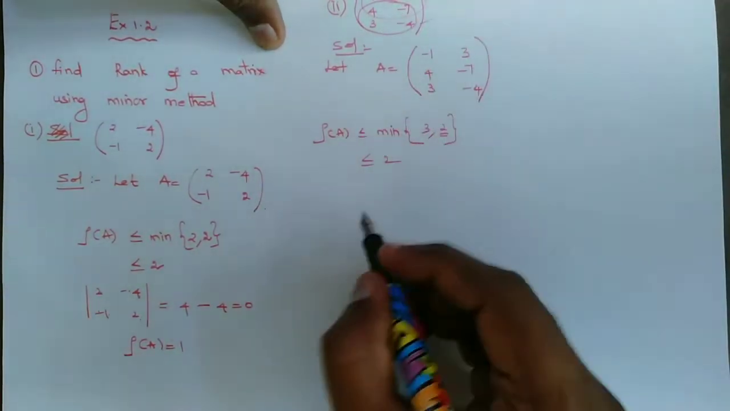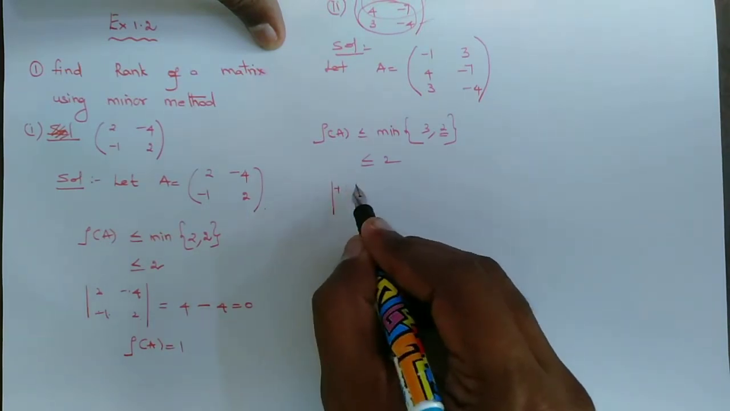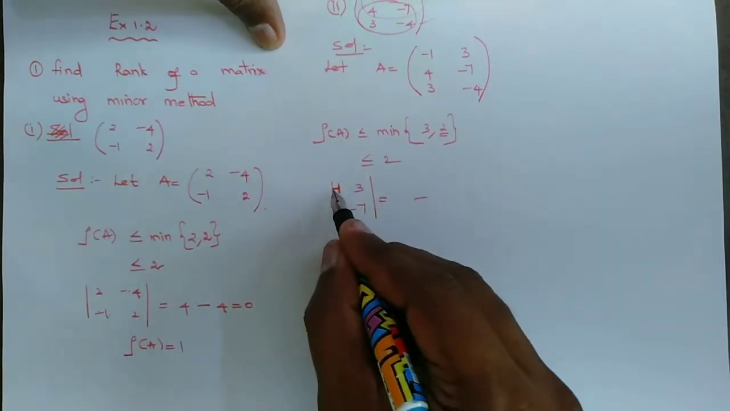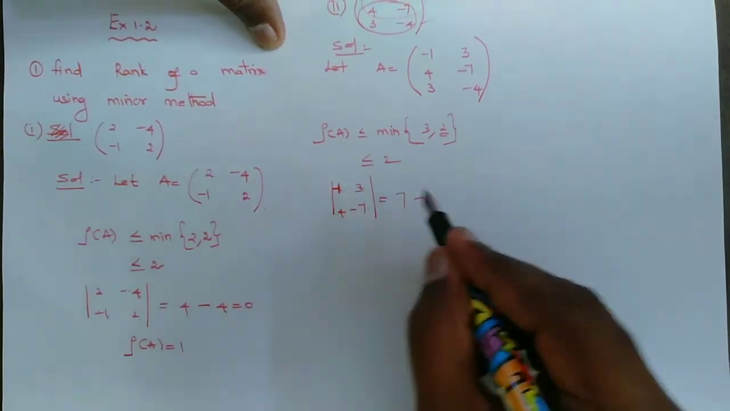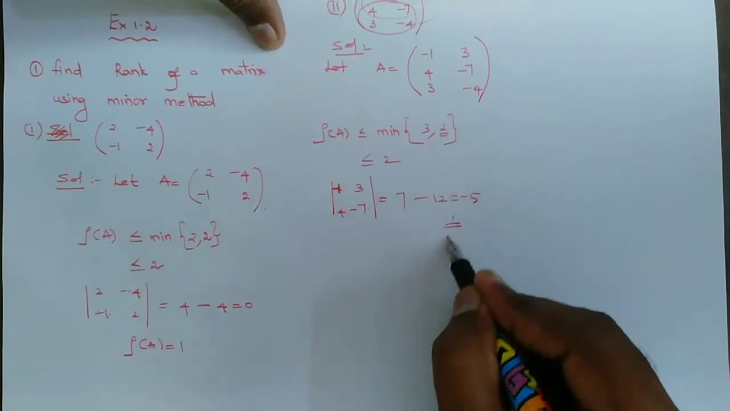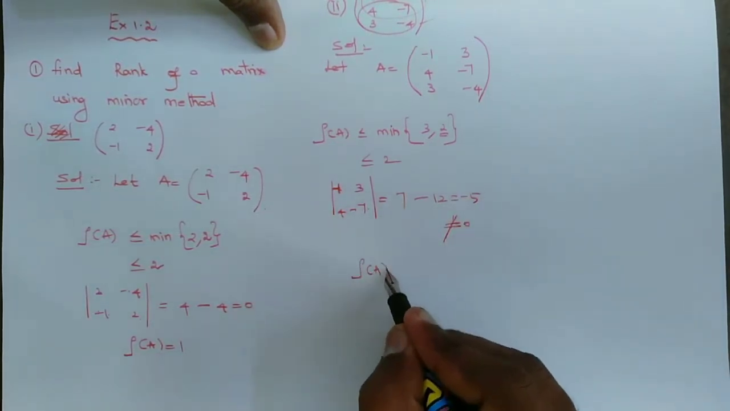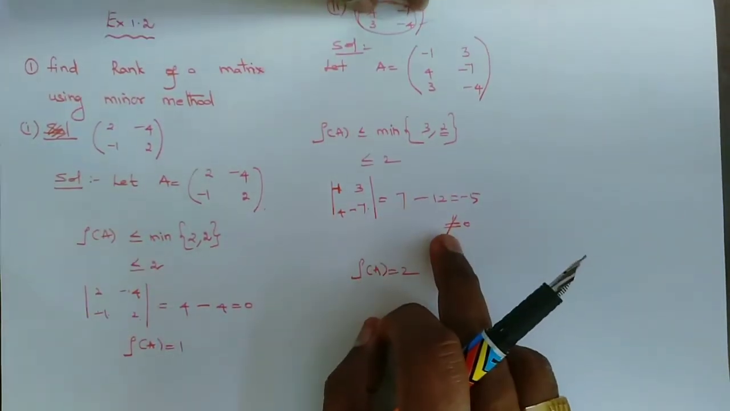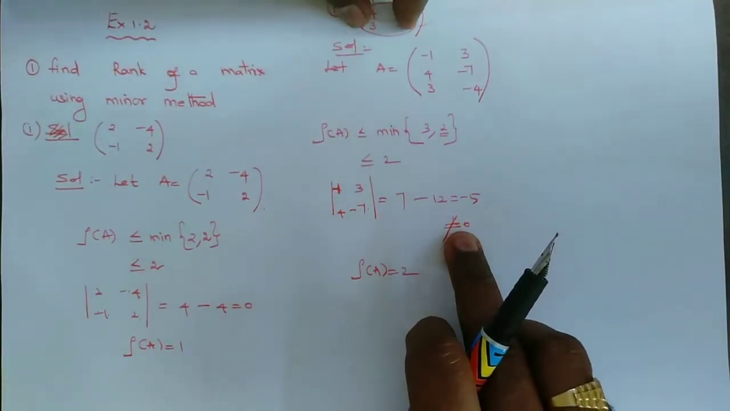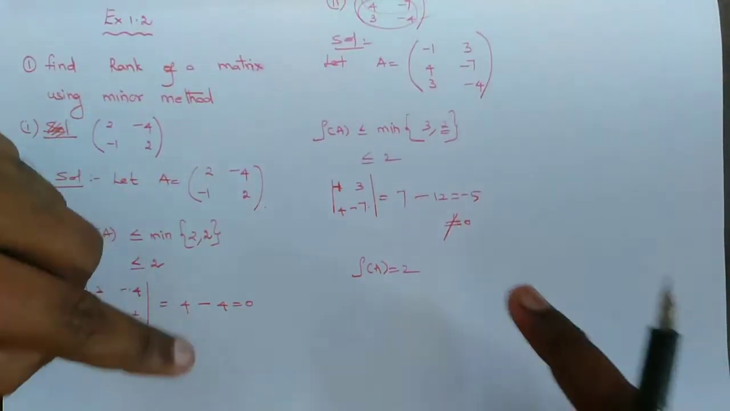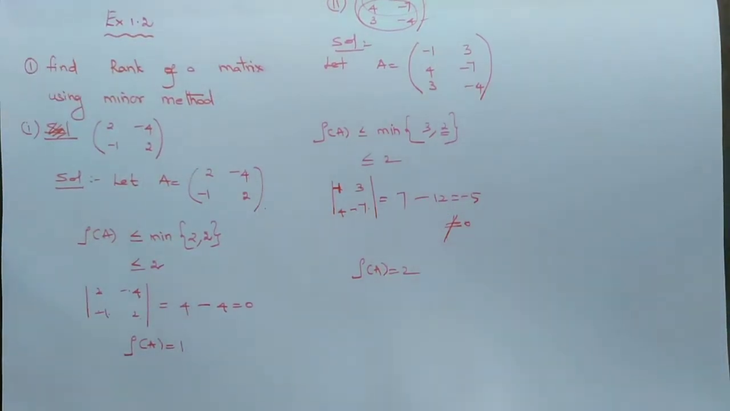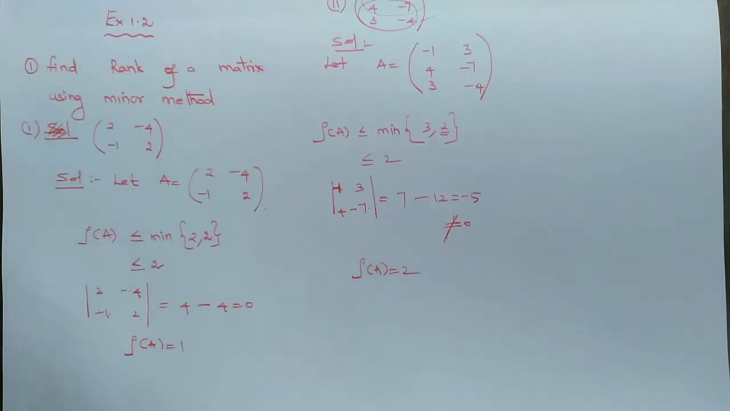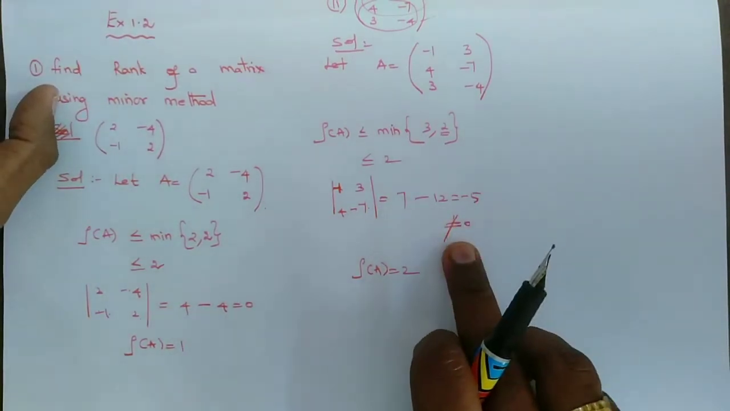I am going to take the first one itself, no problem. What is the first one? Minus 1, 3, 4, minus 7. Always put minus. Minus into minus plus 1 into 7 is 7. 4 3s are 12, which is minus 5, not equal to 0. Therefore rank of A is equal to 2. Easily we can finish. If it is 0, only then there is a problem. Suppose I take this determinant and it is 0, I take another determinant. If that also is 0, I take another. If all 3 are 0, rank of A is equal to 1. If any 1 of these 3 determinants is not equal to 0, that is enough; I can put rank of A equal to 2.